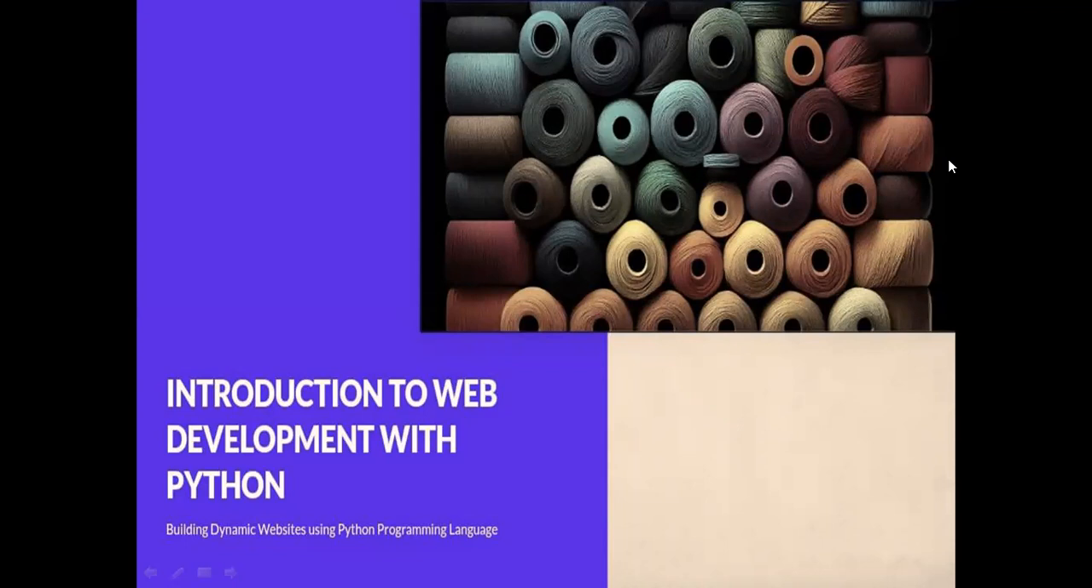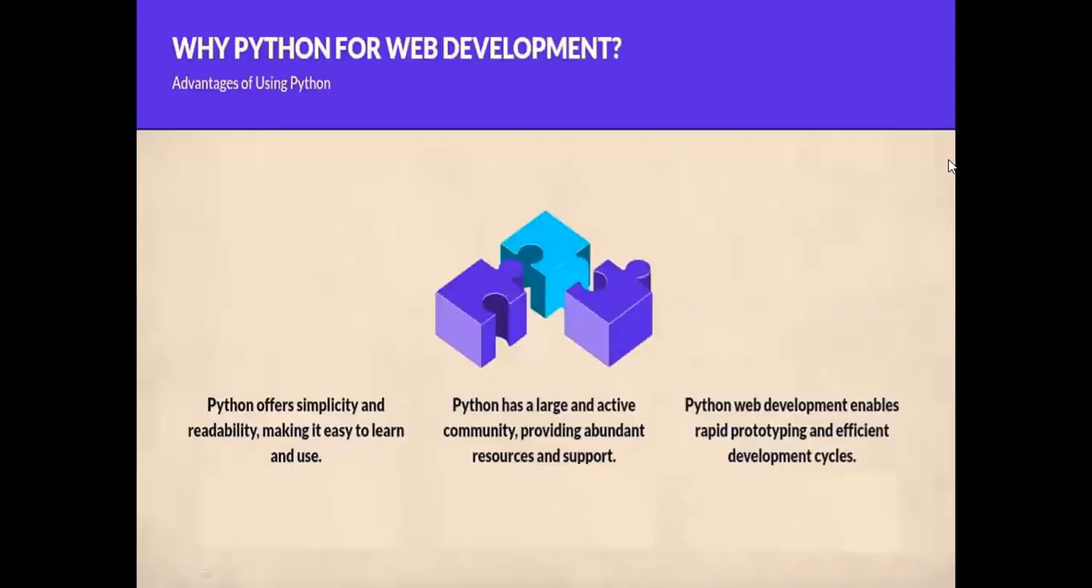Our today's topic is about the introduction to web development with Python. Building dynamic websites using Python programming language. So, why Python for web development? Web development with Python is a broad and dynamic field that involves creating web applications and websites using the Python programming language. Python is a versatile and powerful language that is widely used for web development due to its readability, simplicity, and extensive set of libraries and frameworks.